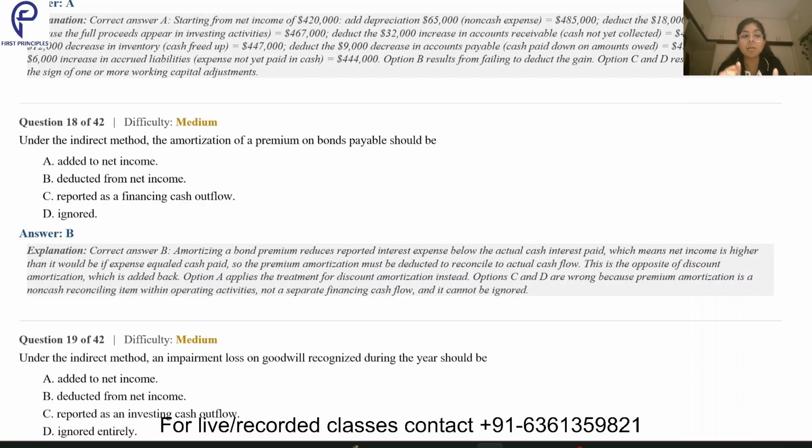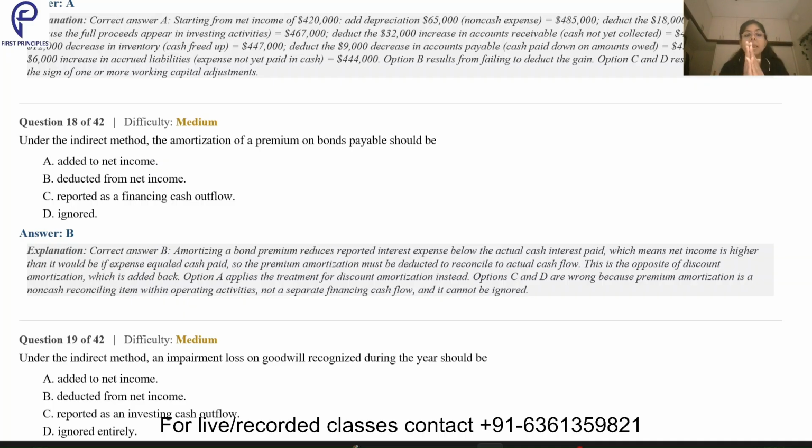So what do we have to do? First of all, my interest is getting reduced. If my interest is getting reduced, what is happening? My profit is inflated unnecessarily. So that means we need to correct my profit. I need to correct my net income. So that's why I need to reduce my net income.